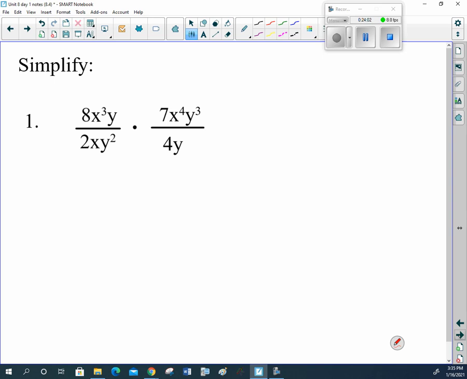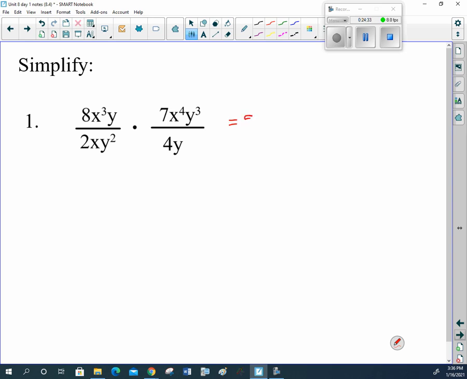You've got 8, it's not prime factored, but you've got 8 times x to the third times y, times 7 times x to the fourth times y to the third, over 2 times x times y squared times 4y. So that's all factored. There's only multiplication in that statement. We did this type of problem clear back in chapter 1 when we were doing our exponent rules. There are many different ways that you can approach this one. You could do straight across the top.